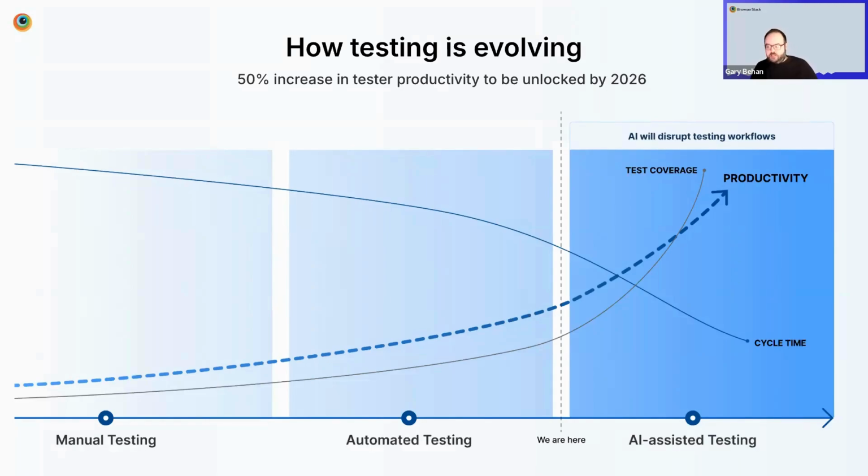So you see the graph. You see that as we move from manual to automated, we saw an uptick in overall productivity and in test coverage, and the cycle times going down, right? Now, the plan by 2026 is for a 50% increase in tester productivity. And a lot of that is going to be centered around AI, right? Because AI will do a lot of the heavy lifting and will allow you to just focus on organization, strategy, vision, and just basically making sure that the quality is key and is in place and ready to go and everything is good.